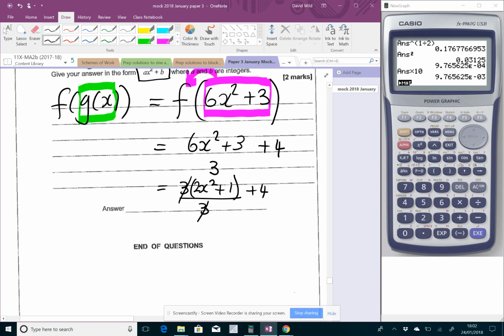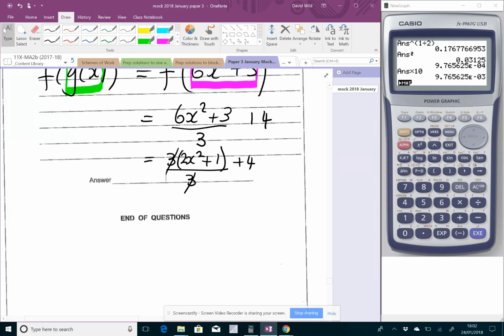3x squared 3. I am not either allowed to cancel here, because there's a plus. I cannot cancel with that 6, with that 3 either. Do not do that. Seeing that too much. Take a common factor, then you can cancel. So what we're left with now is 2x squared plus 1 plus 4, which of course is 2x squared plus 5.